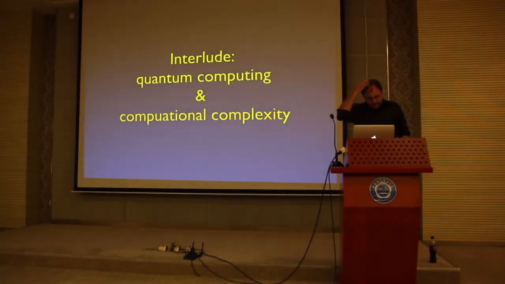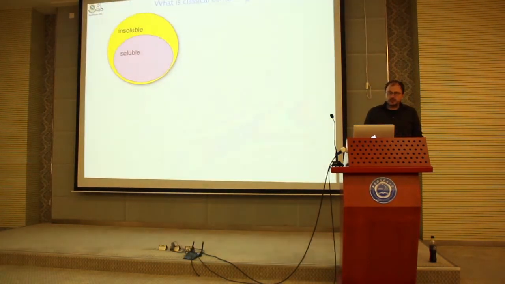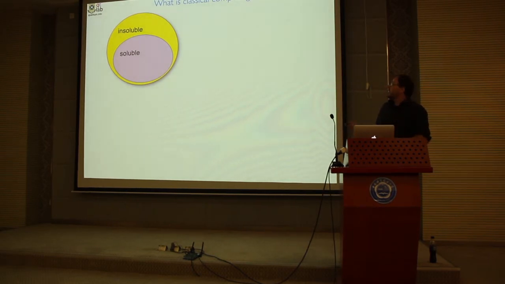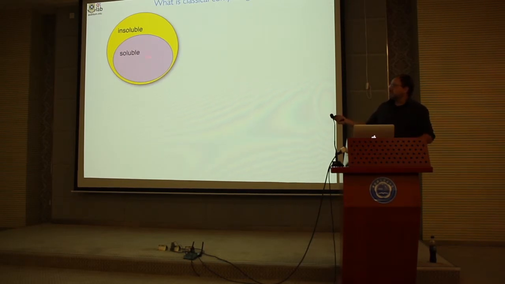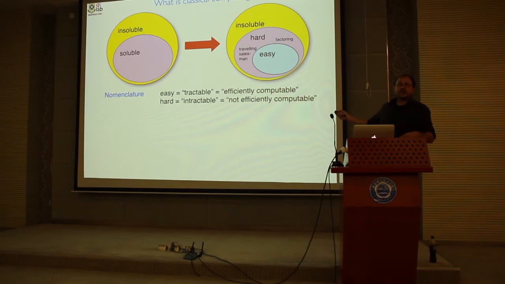Well, let's take a break now and look at quantum computing and computational complexity. So if you go to a classical computer scientist and you say, can you give me a cartoon of what it is that you do, they might draw something like this. They'll say, look, we think about problems as being two kinds. There's insoluble problems and soluble problems. And we can subdivide the soluble problems into easy and hard. Hard problems are things like the traveling salesman problem or factoring, taking a large composite number and finding its two primes. The easy problems are easy because as we increase the instance size of the problem, it doesn't blow up exponentially. And so we call that efficiently computable.